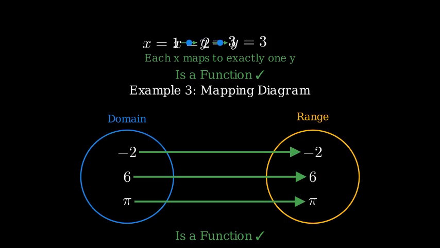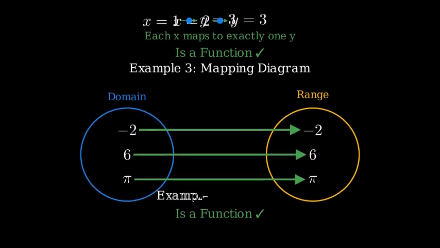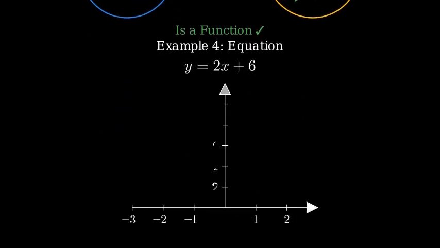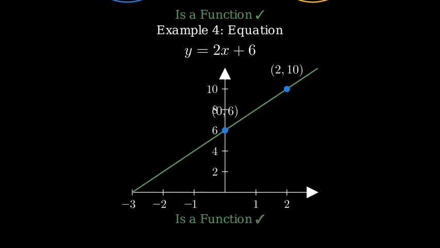Let's look at some examples involving equations. Here's the equation y = 2x + 6. Is this a function? Yes, it is. For each value of x, there is exactly one value of y. For example, if x is 2, then y is 10. If x is 0, then y is 6. Each input x gives exactly one output y.